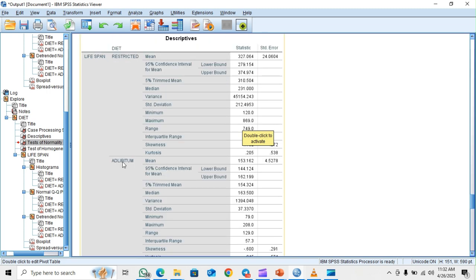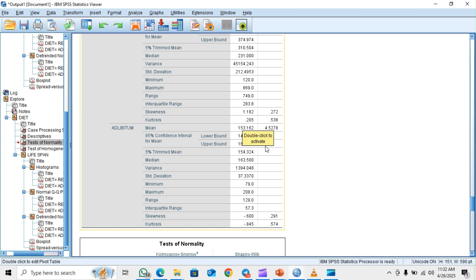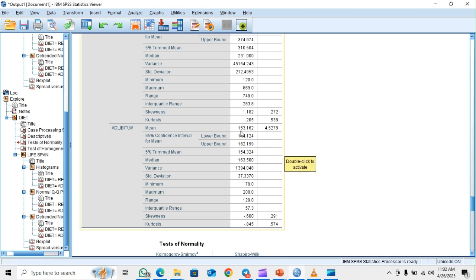If you go to the ad libitum group, you also see that the mean here is 153 while the median is 163. So there is a big difference between the both of them, which confirms the fact that for this ad libitum group, the distribution is not normal. So that is for point number two.